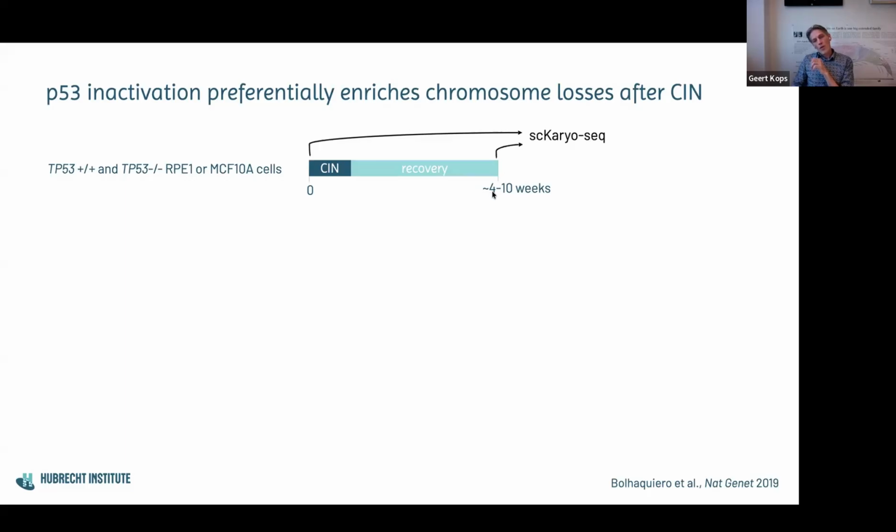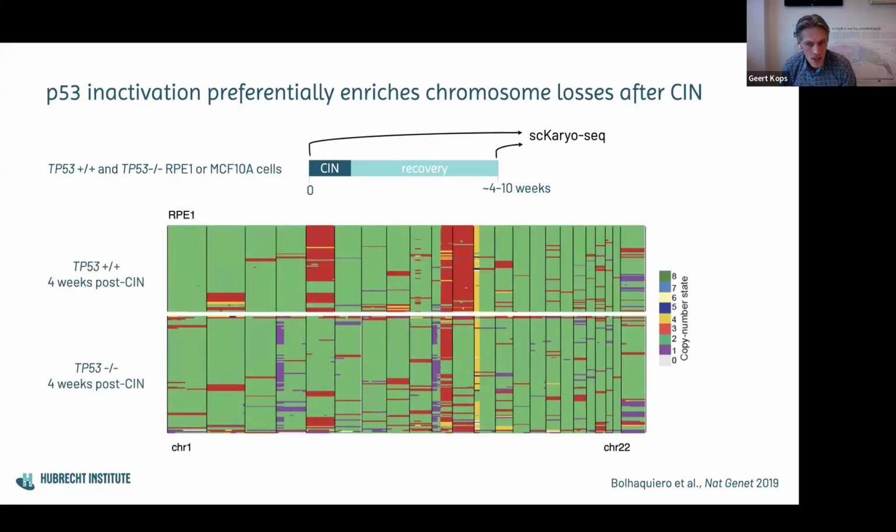And then we let them recover for different numbers of weeks, and we did single cell DNA sequencing, a method that we call single cell karyotype sequencing, to look at copy number alterations. This is an example of RPE1 cells 4 weeks post chromosome instability. So you see all kinds of copy number alterations. Every column is a chromosome from chromosome 1 to 22 and X, and every row is a cell. If it's green, it's disomic. If it's red or yellow, for example, it's copy number gains. If it's purple, it's copy number losses.